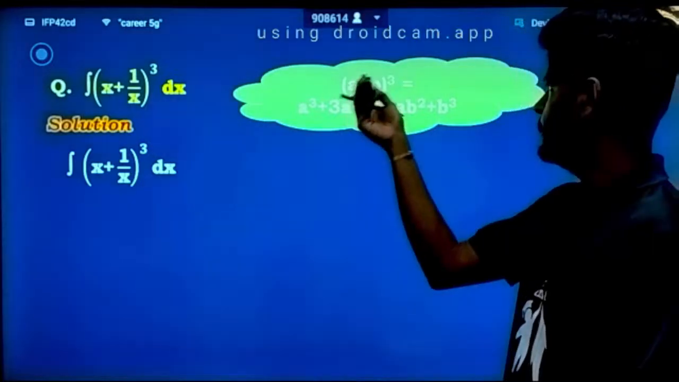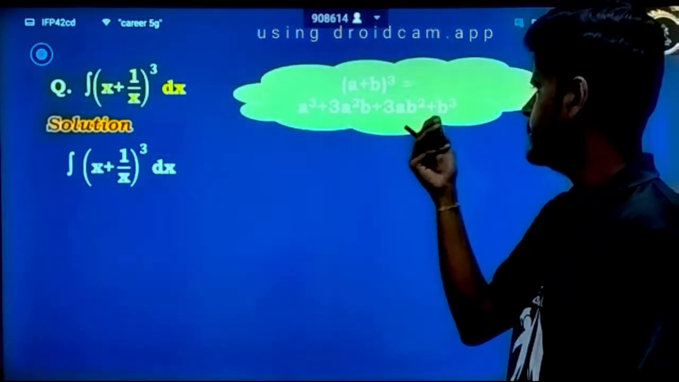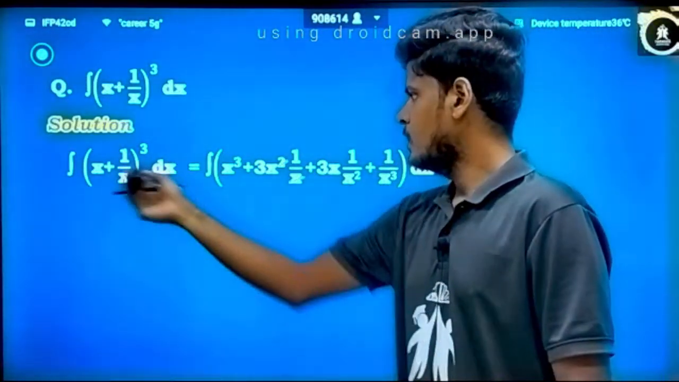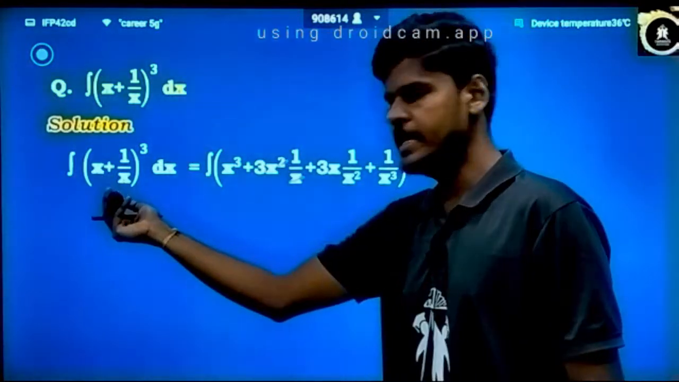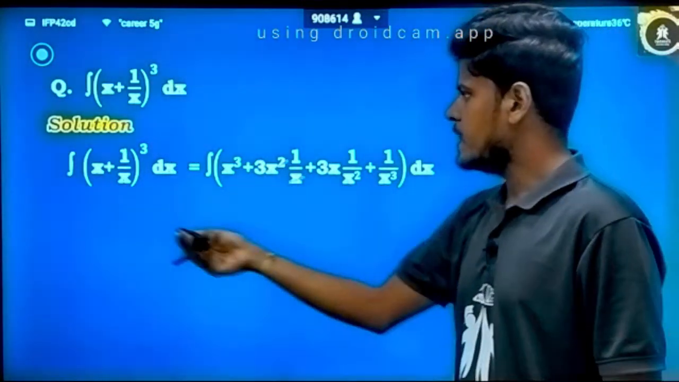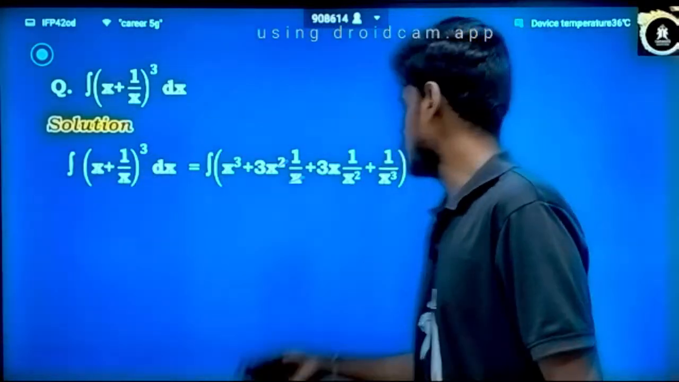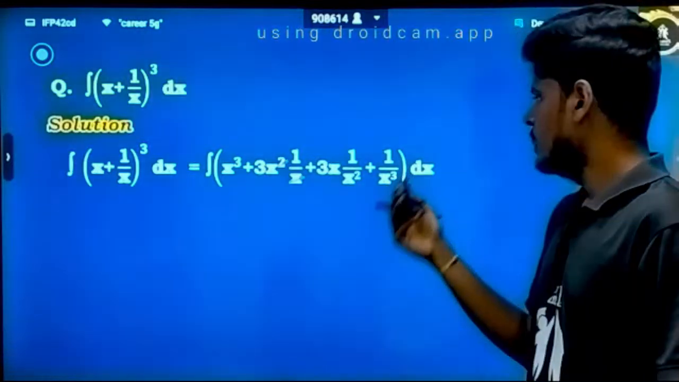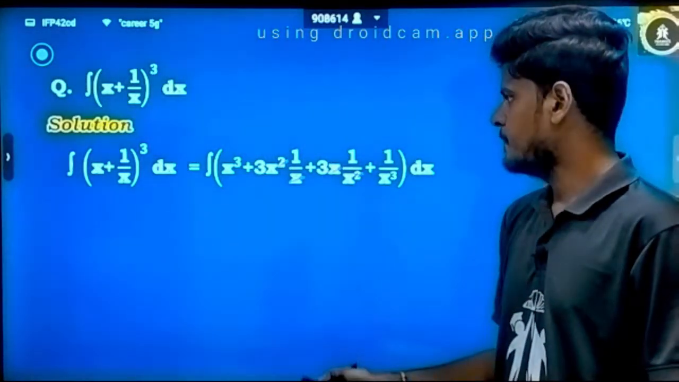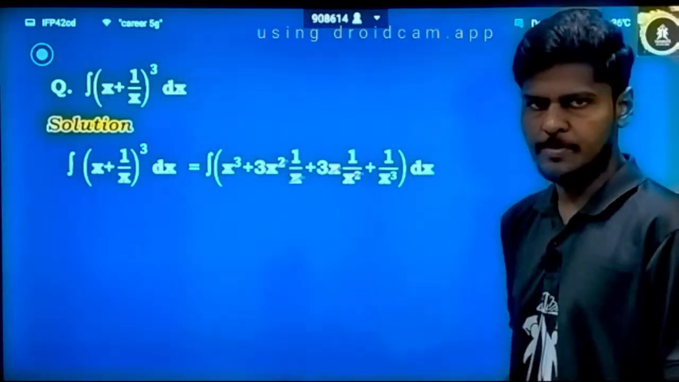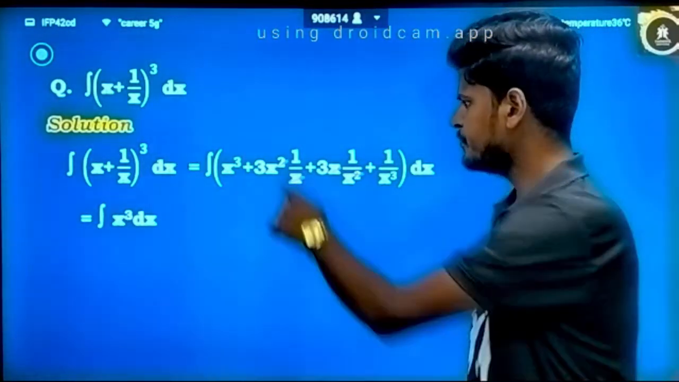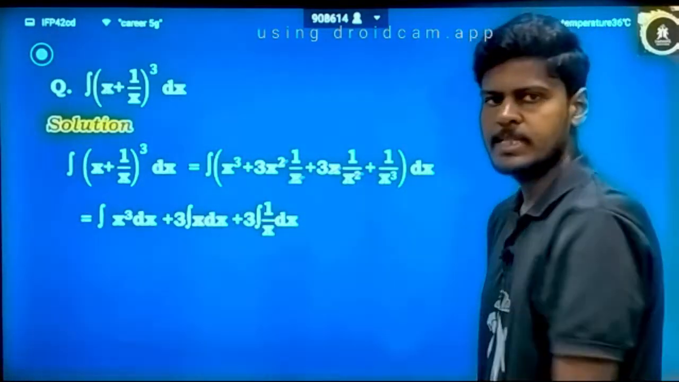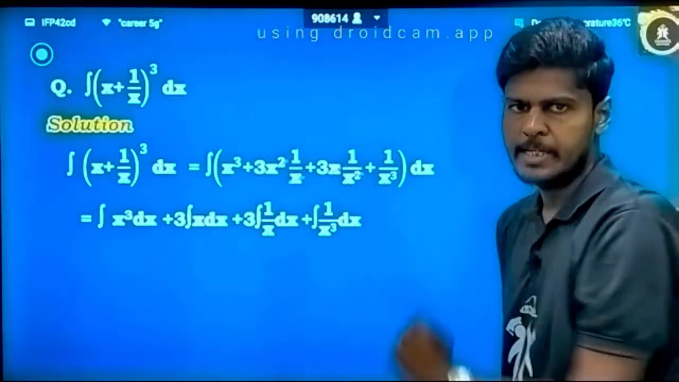Now we will use this formula. A plus b whole cube is a cube plus 3a square b plus 3ab square plus b cube. So the first term is x cube, then 3 times x square divided by x, that will be 3x, then 3 times a b square, x divided by x square, that will be 3 by x, plus b cube is 1 by x cube. Now we can simplify this and then integrate. Here we will have 3x, here we will have 3 by x. We already know the integration of all. Integration of x cube plus 3x integration, then plus 1 by x integration plus 1 by x cube integration.